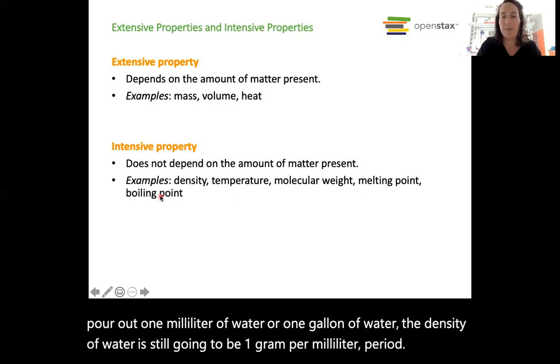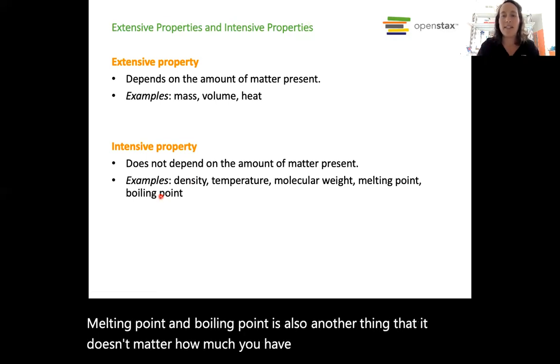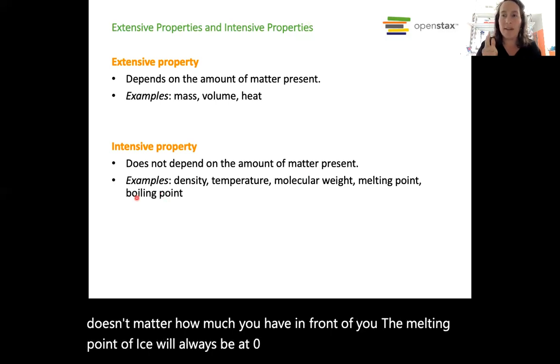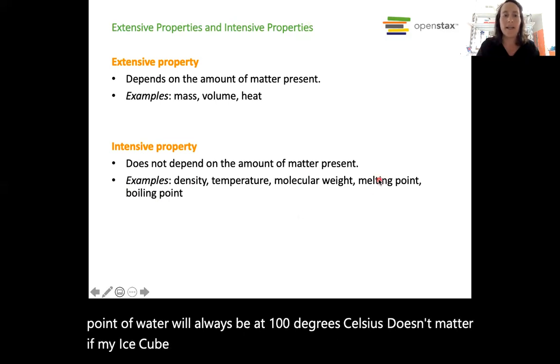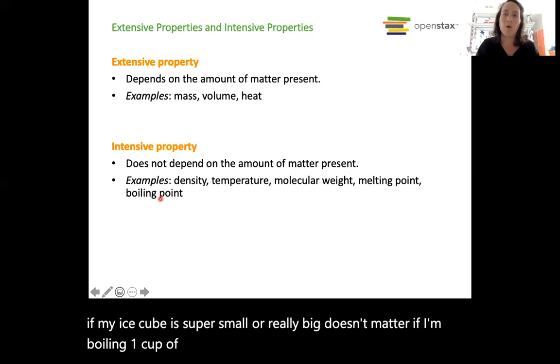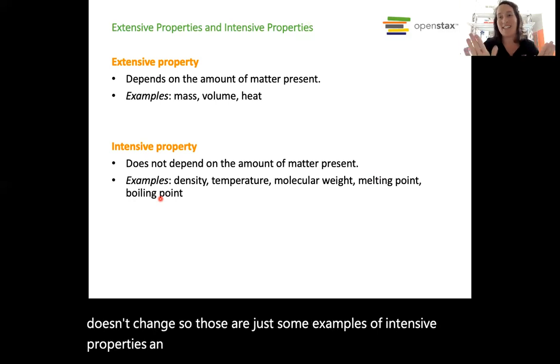Melting point and boiling point are also things where it doesn't matter how much you have in front of you. The melting point of ice will always be at 0 degrees Celsius and the boiling point of water will always be at 100 degrees Celsius. Doesn't matter if my ice cube is super small or really big. Doesn't matter if I'm boiling 1 cup of water or 4 quarts of water. The boiling point doesn't change. So those are just some examples of intensive properties and differentiating between extensive and intensive properties.